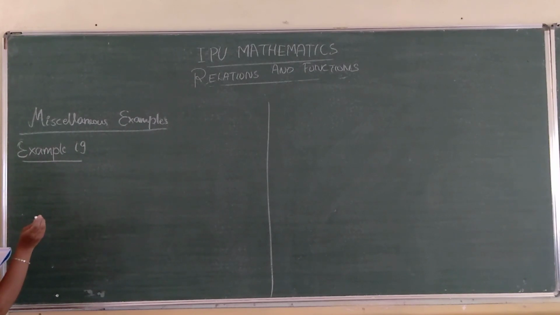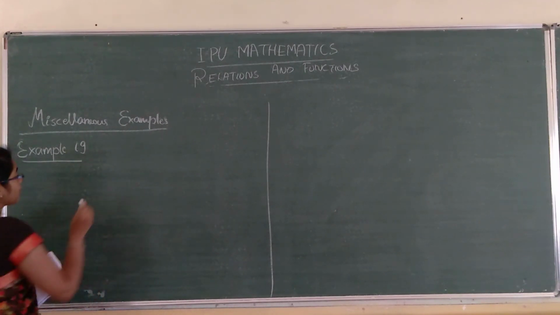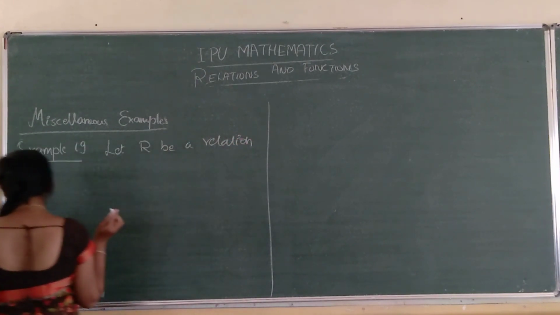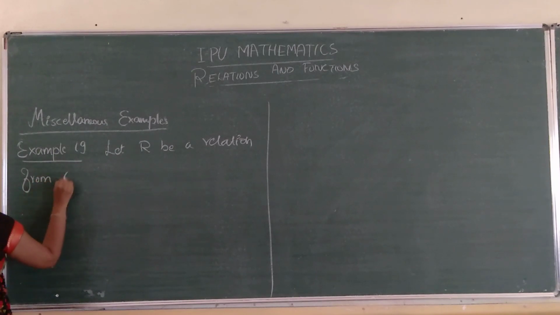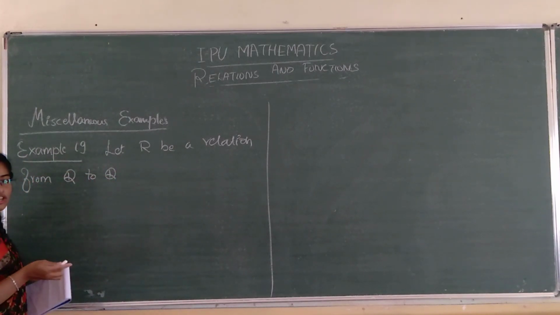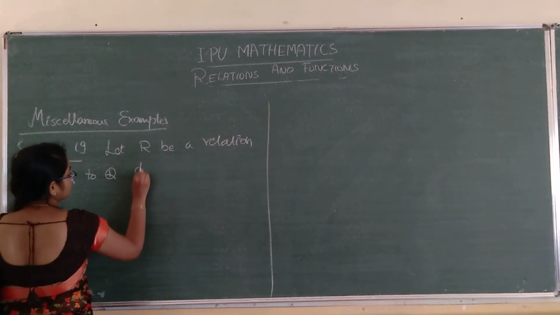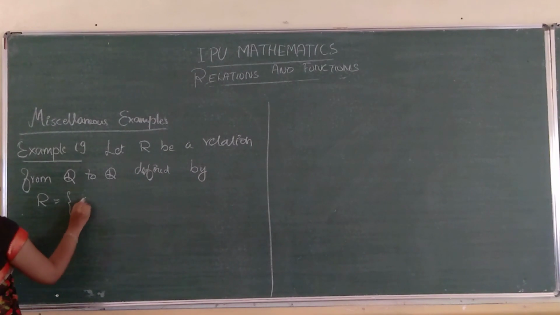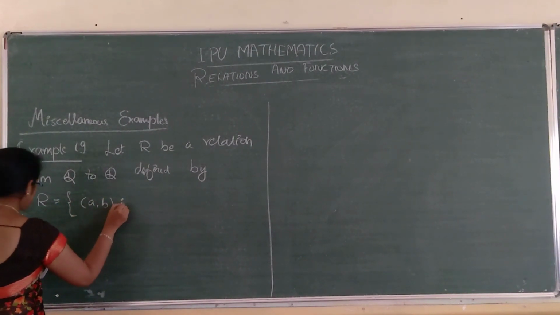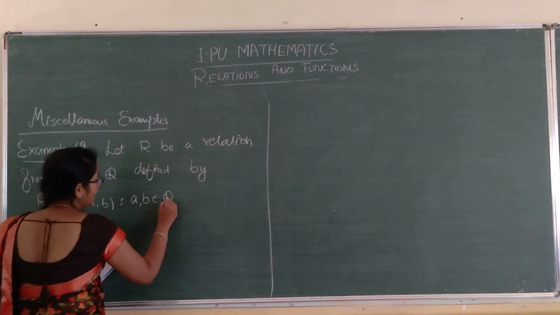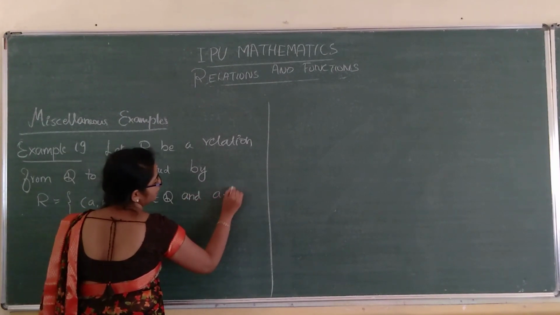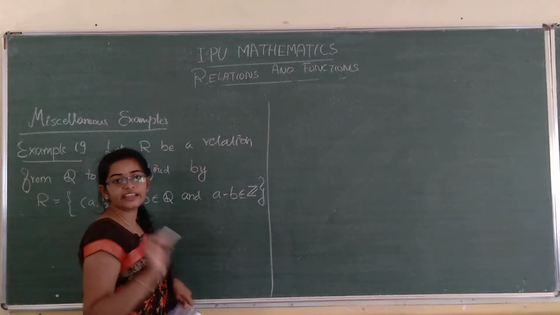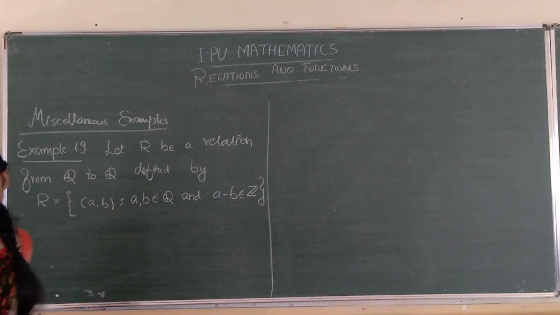Okay. Let R be a relation from Q to Q, where Q is the set of all rational numbers, defined by R equal to the set of all ordered pairs (a, b) such that a, b belong to Q and a minus b belongs to Z. That implies a minus b is an integer. This is the question, this is the relation.